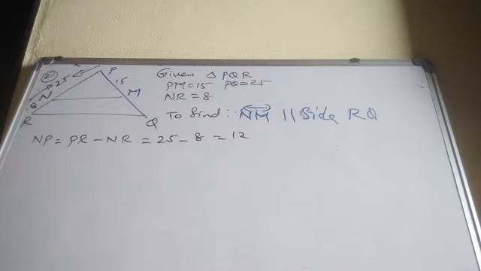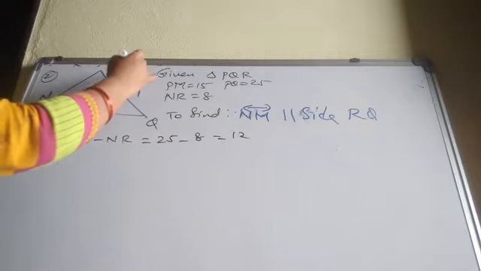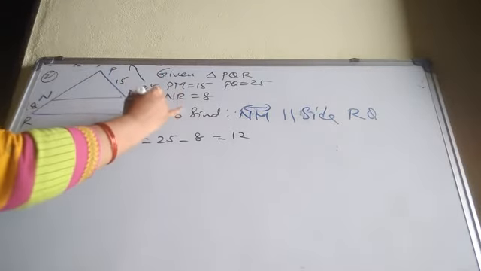Second, we need to find what else he has given. Students, here I made a mistake. PQ equal to 25. Here PR equal to 25.